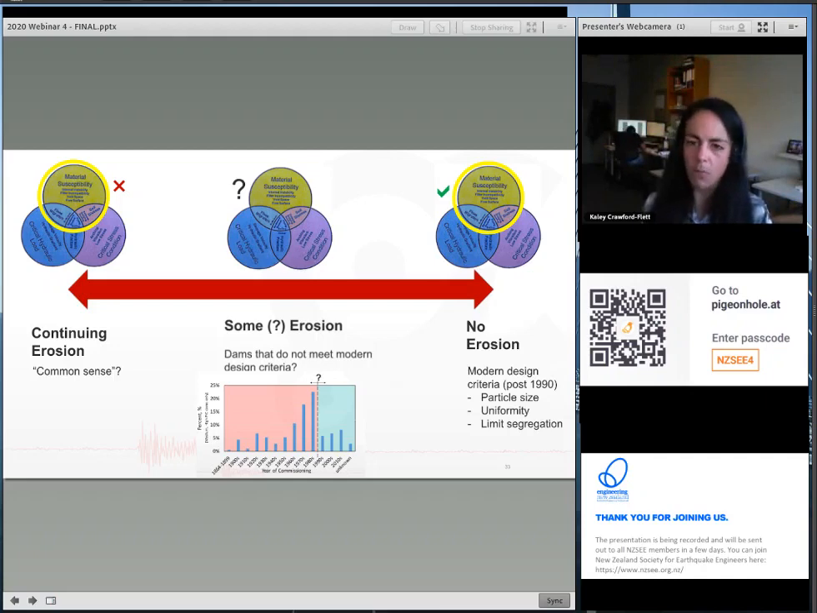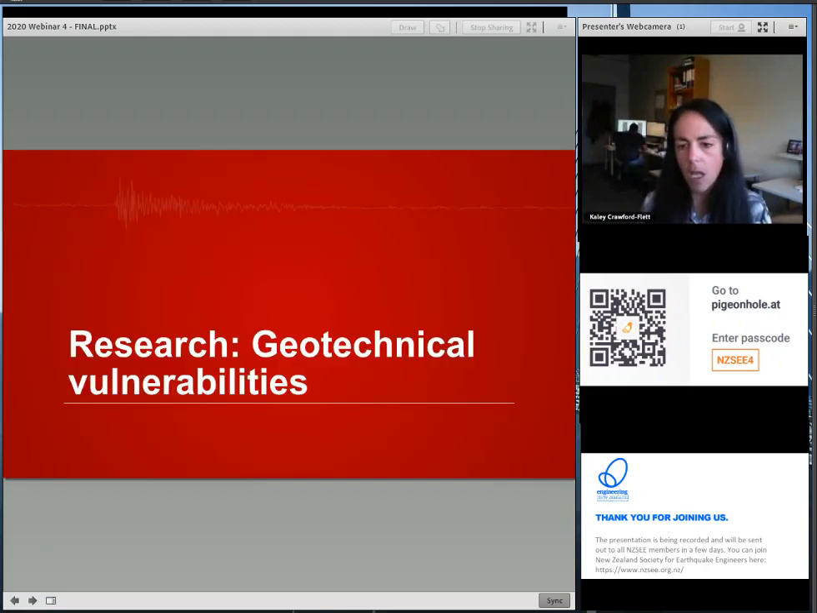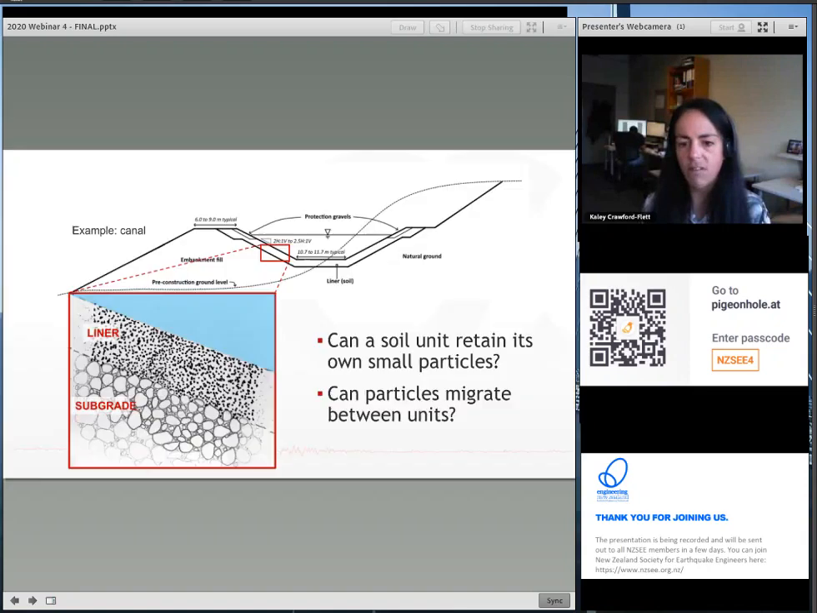So the question then becomes, with questionable material susceptibility, what is the relationship between hydraulic load, stress condition and material susceptibility that may cause a problem for our aging embankments? So how do we manage our dams that don't meet modern design criteria for particle migration? In a general sense, looking at geotechnical vulnerabilities, we're asking two main questions, and here we're looking at a canal with a liner and a subgrade. Can a soil retain its own small particles? And secondly, can particles migrate between soil units? Particularly with seepage flows that may or may not be significant, and then the earthquake shaking.